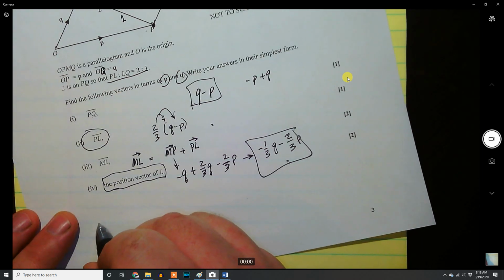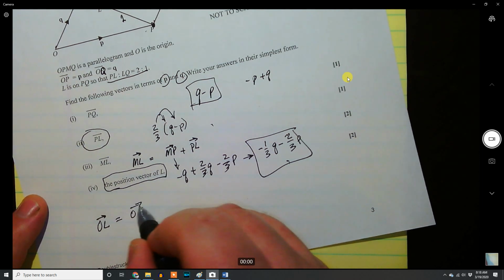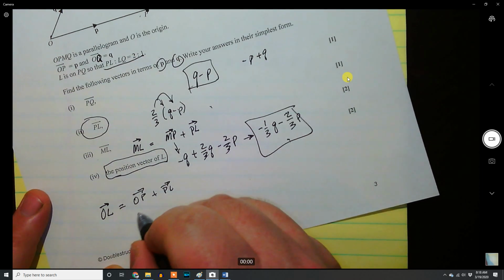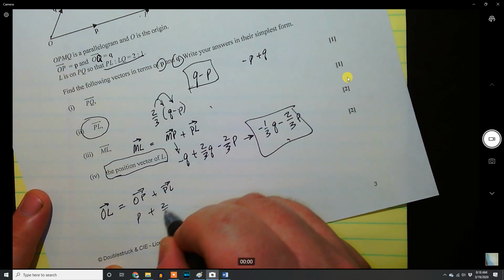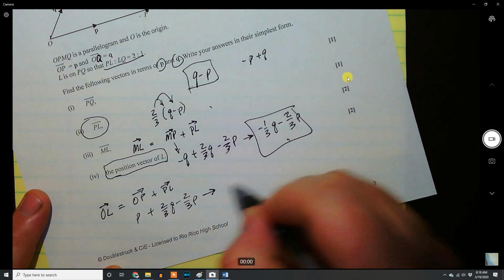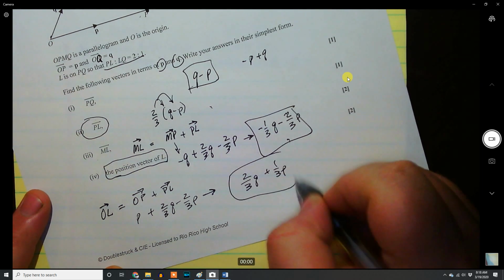So let's say position vector of L would be from O to L. So that would be from O to P, and then add that to P to L. You see? O to P is P. P to L, we already know, is 2/3 Q minus 2/3 P. So I think that's going to be 2/3 Q plus 1/3 P.